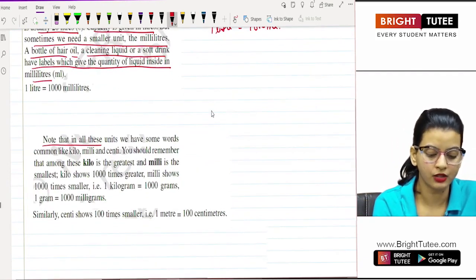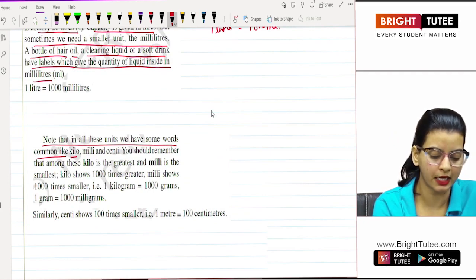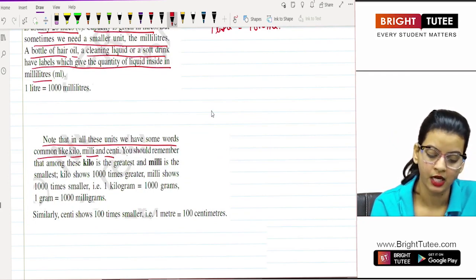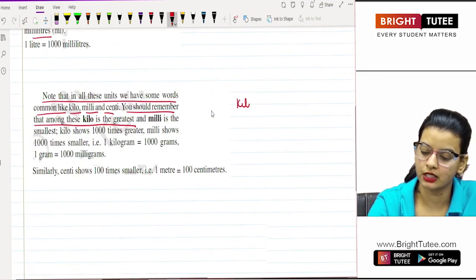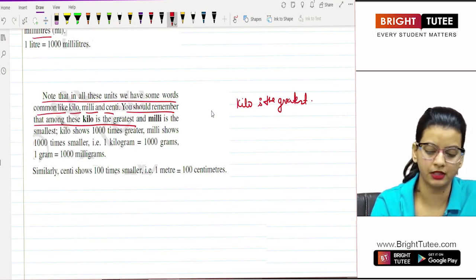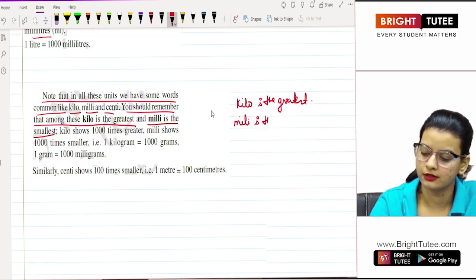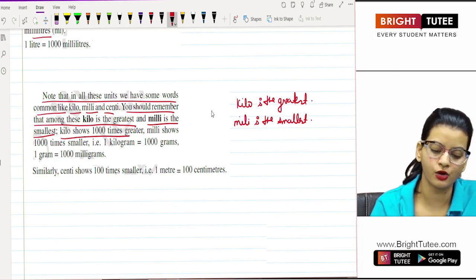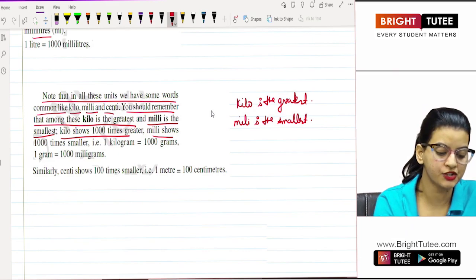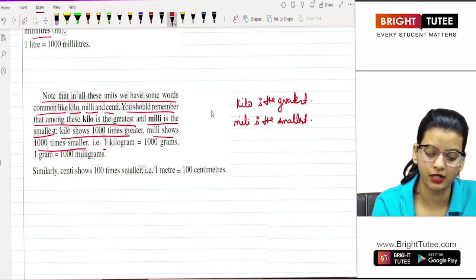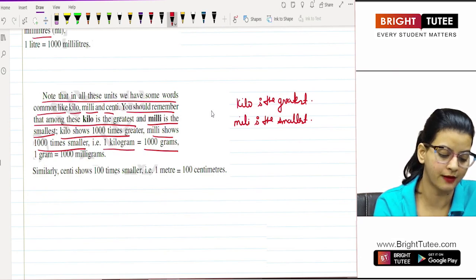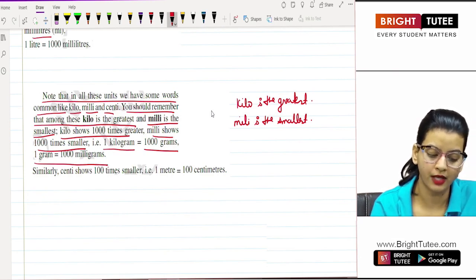Now, note that in all these units, we have some words common like kilo, milli and centi, right? You should remember that among these, kilo is the greatest and milli is the smallest. Kilo shows 1000 times bigger. Milli shows 1000 times smaller. So therefore 1 kilogram is equal to 1000 grams and 1 gram is equal to 1000 milligrams.